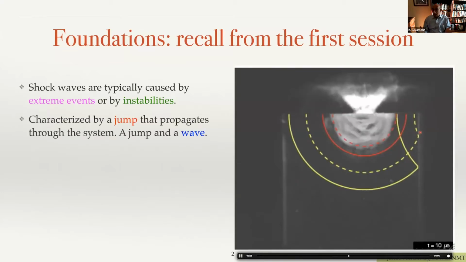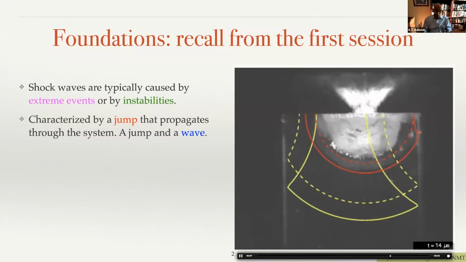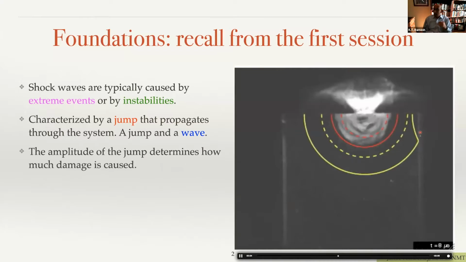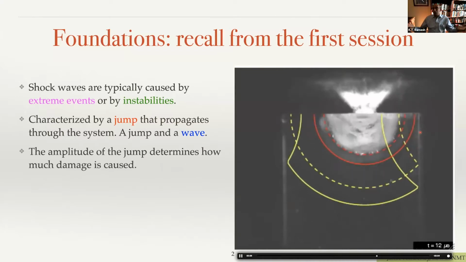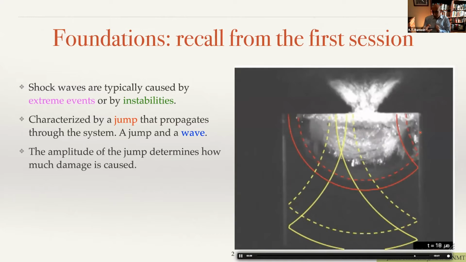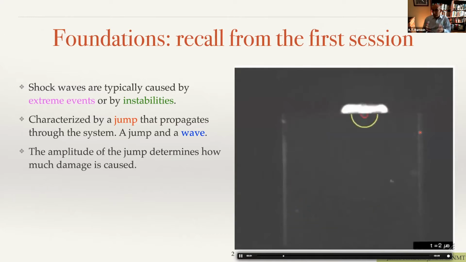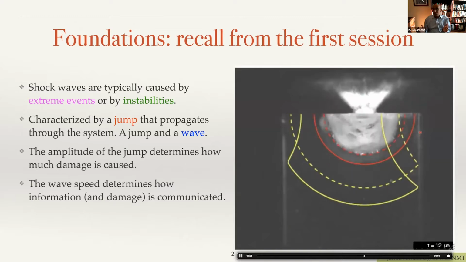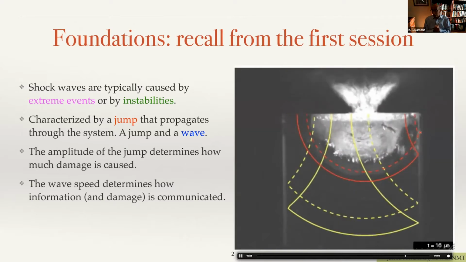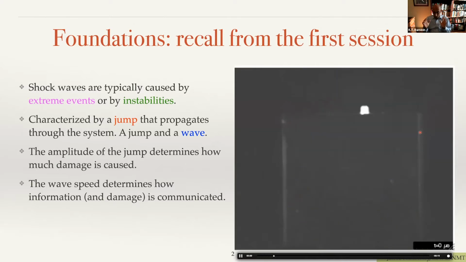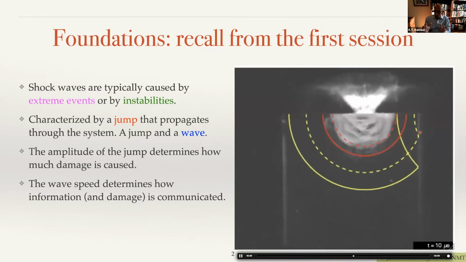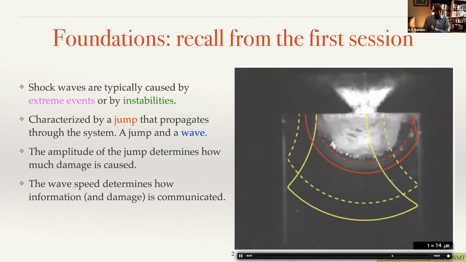The shock itself is characterized by a jump and a wave. Remember, we talked about this the last time around. So the jump is propagating through the system. The wave is the speed at which it propagates. The amplitude of the jump, that is how large the jump is, tells you how much damage is going to be caused. And you can see here the bright regions are where the rock is fragmenting. The wave speed determines how fast you move that information through, right? So the shock is what we're thinking about. It's got a jump and a wave. The jump causes the damage. The wave moves the damage through the system.